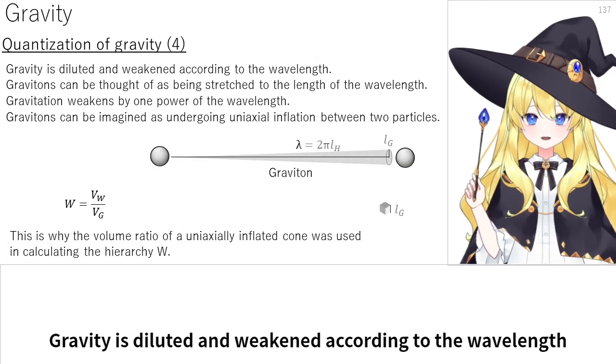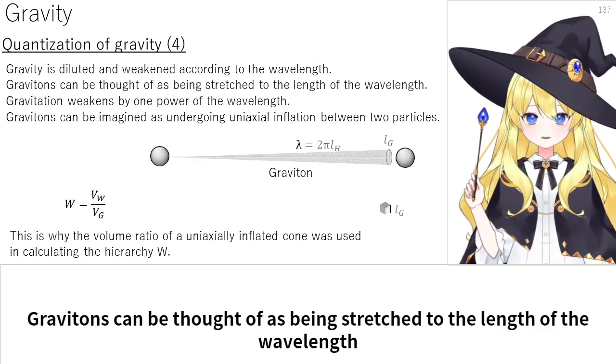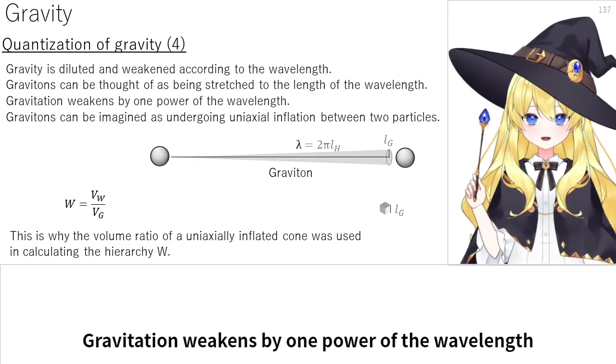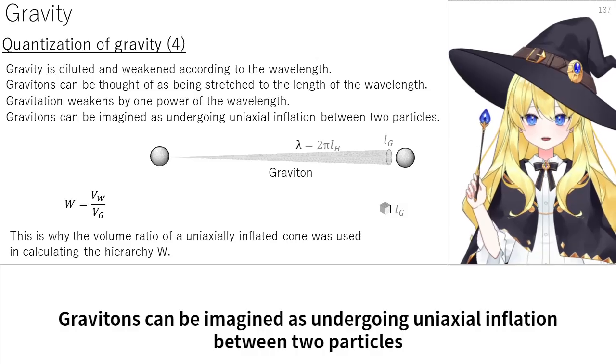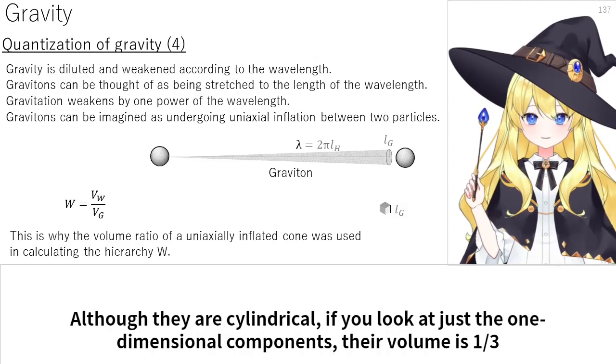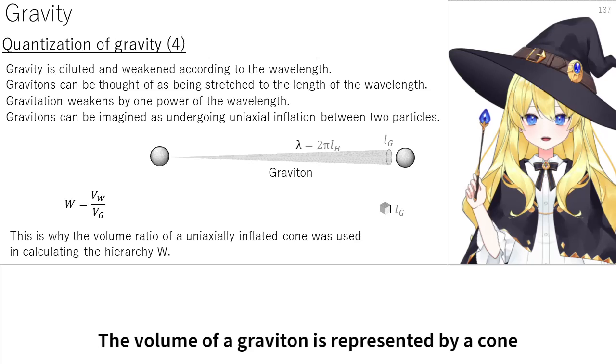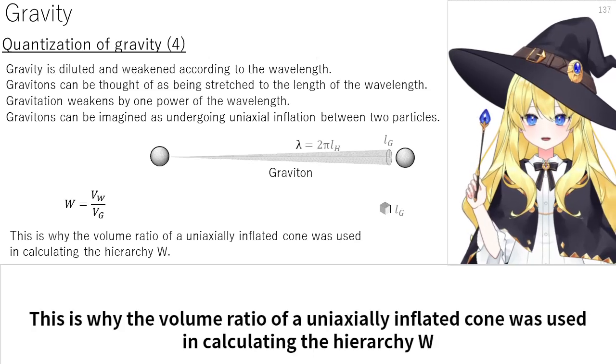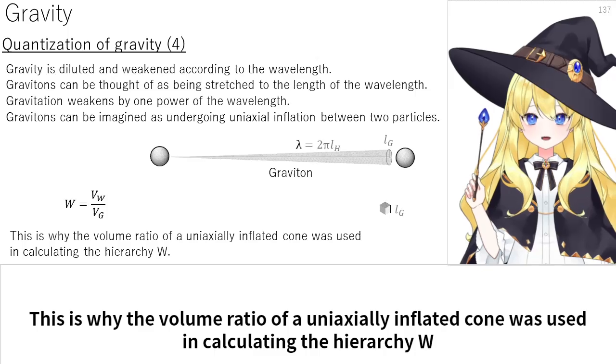Gravity is diluted and weakened according to the wavelength. Gravitons can be thought of as being stretched to the length of the wavelength. Gravitation weakens by 1 power of the wavelength. Gravitons can be imagined as undergoing uniaxial inflation between 2 particles. Although they are cylindrical, if you look at just the one-dimensional components, their volume is 1/3. The volume of a graviton is represented by a cone. This is why the volume ratio of a uniaxially inflated cone was used in calculating the hierarchy W.